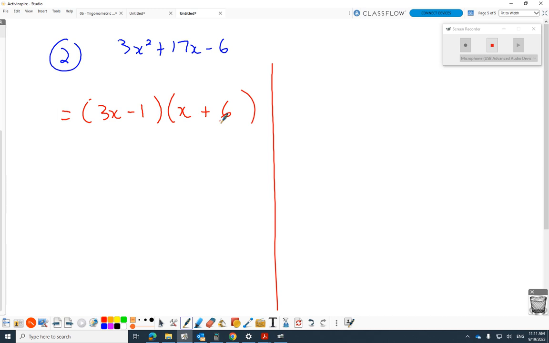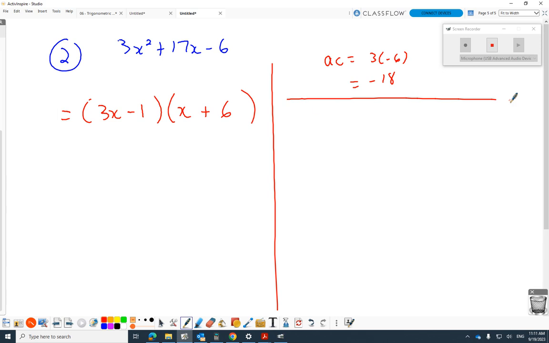Could you do it with use your head? Yes. You could have gone, okay, multiplies negative 6, so 1 and 6, 18, 1. You got to be good at your mental math to do that. With decomp, here's what you do. You find out what AC is. 3 times negative 6 is negative 18. Then, you find out two things that multiply to negative 18, but add to 17.